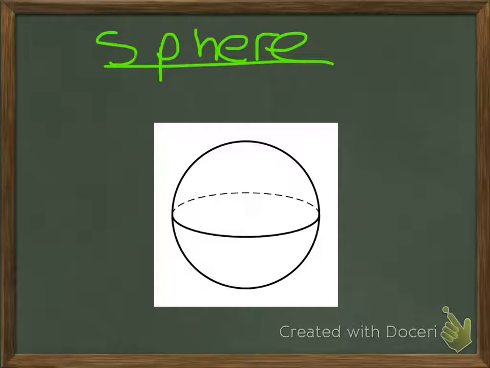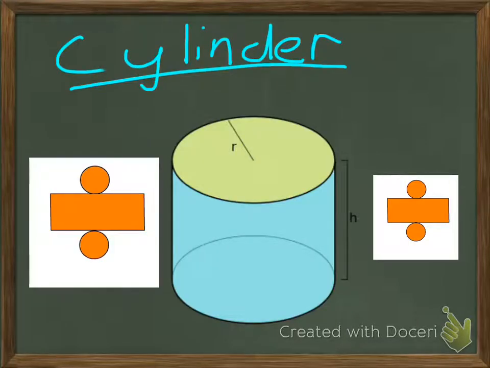The next shape I'm going to talk about is the cylinder. Basically, a cylinder is a solid with 2 parallel circular bases. Also, if you unwrap the middle section of its net and lay it flat, it's a rectangle, as you can see by the picture right over here.